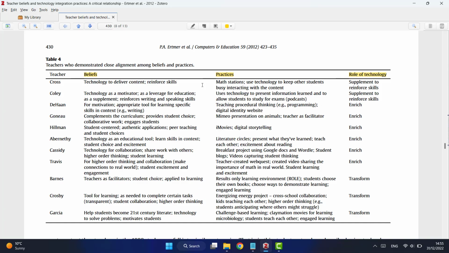Section 4.2 reports that there is a strong alignment between pedagogical beliefs of teachers and their enacted beliefs, which are their technology integration practices in classrooms. Table 4 shows the match between teachers' beliefs and practices. For instance, Hillman believes that teaching should be student-centered, authentic, and offer peer teaching and student choices. As a match to his beliefs, his teaching practices involve using iMovies technology and digital storytelling approach. The role of technology in his classroom is to enrich the curriculum.